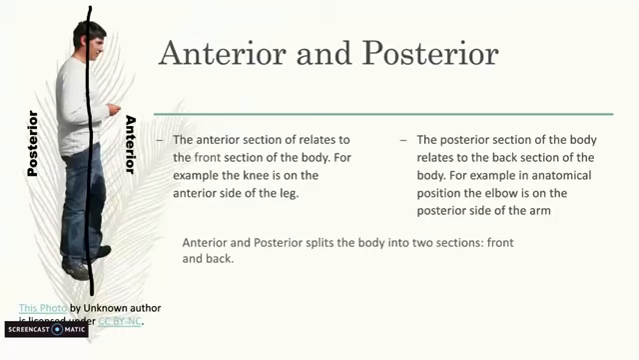Anterior and posterior. The anterior section relates to the front section of the body. For example, the knee is on the anterior side of the leg. The posterior section of the body relates to the back section of the body. For example, in the anatomical position, the elbow is on the posterior side of the arm.